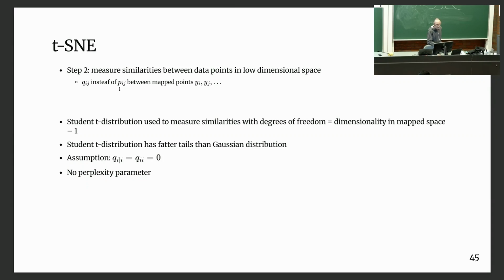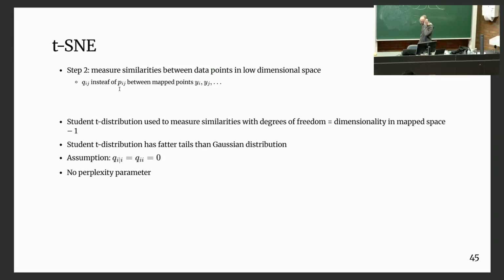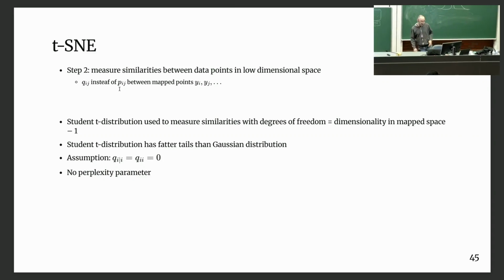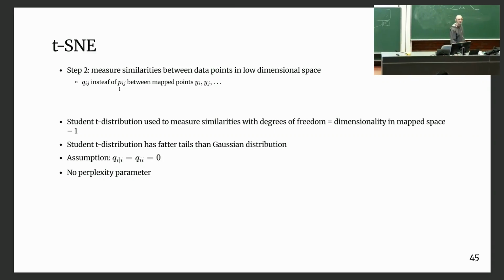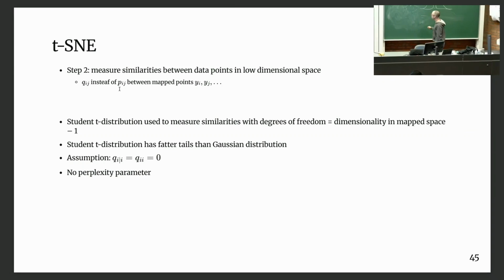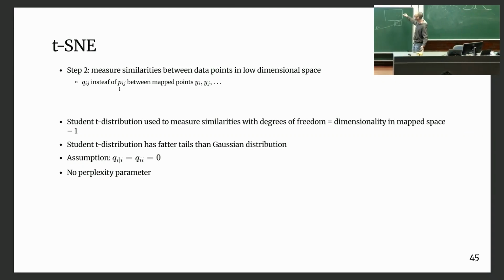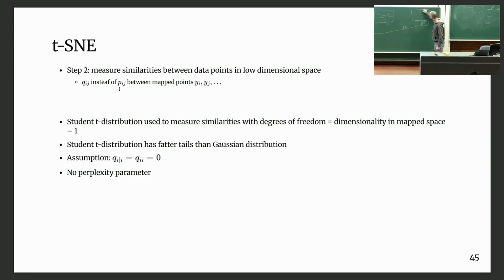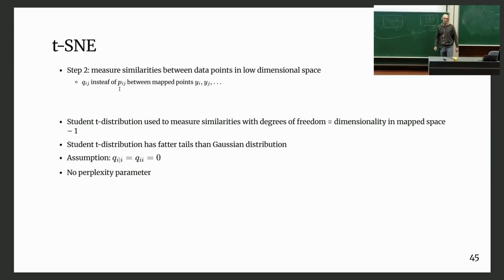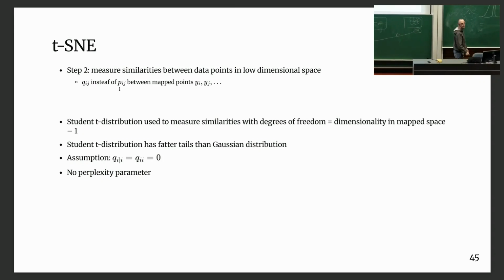Also there, same assumption that q_ii is 0, right? So points are not similar to themselves at all, to make the divergence matching work. And there also, crucially, there is no perplexity parameter. So when we plot these Student t distributions, which look very similar to these Gaussians, but are just a little bit fatter around points, here we do use the same bandwidth for each of the data points.